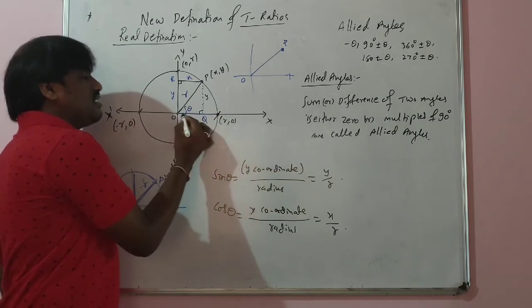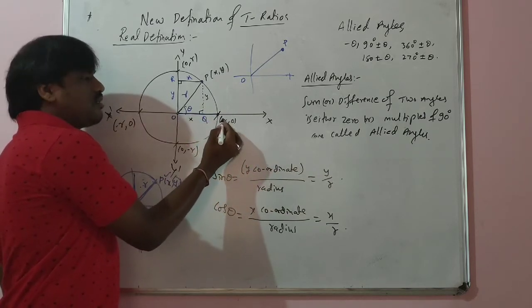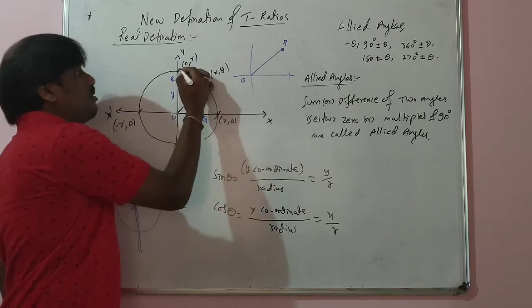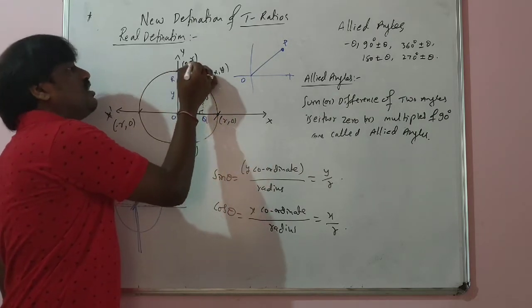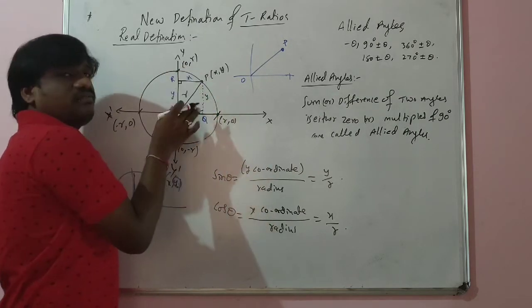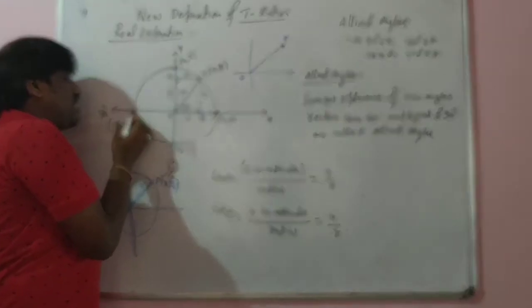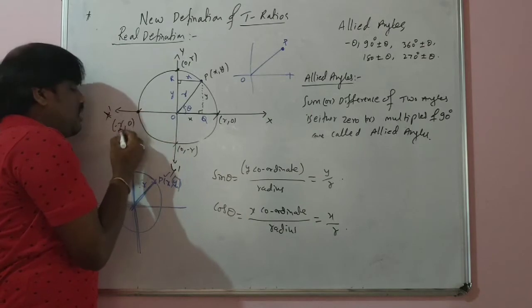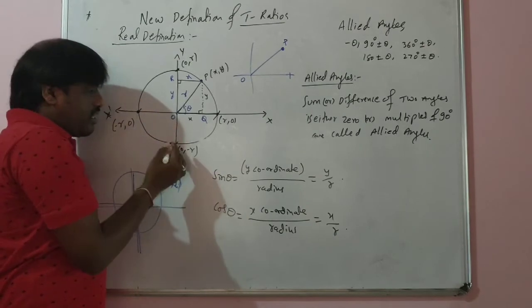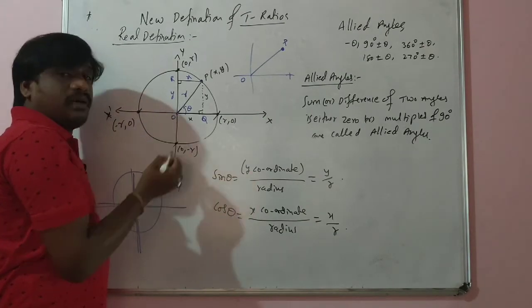You know this distance is radius. So the point on the x-axis is r comma 0. The point on the y-axis will be 0 comma r. This is the length of the radius. The point on the x-axis here on the negative side is minus r comma 0. The point on the y-axis here will be 0 comma minus r.